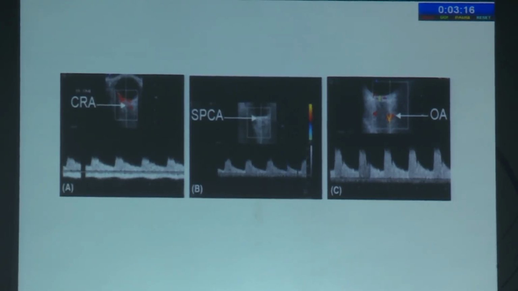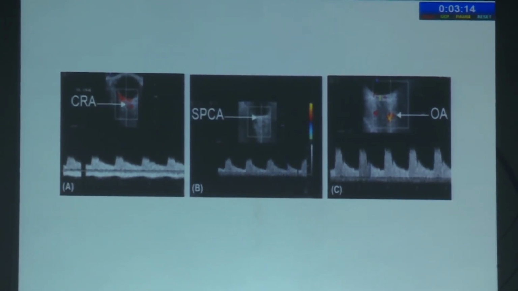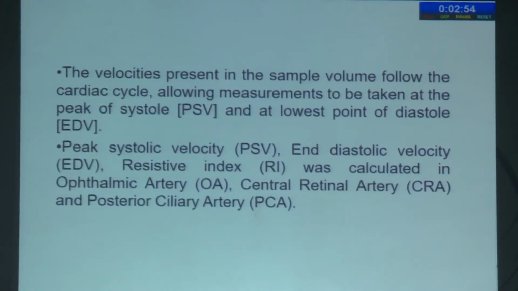In the central retinal artery, it is along with the central vein, and therefore a double waveform was seen. In the short posterior ciliary artery, there were numerous short posterior ciliary arteries, both temporal and nasal to the optic nerve, so this was unreliable. The ophthalmic artery was a reliable artery because it was very easy to find and it was temporal to the optic nerve.